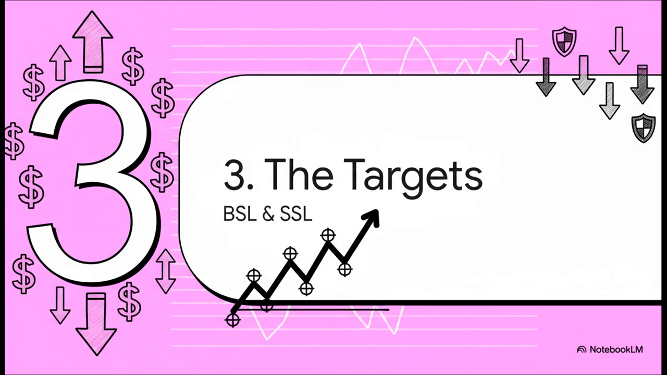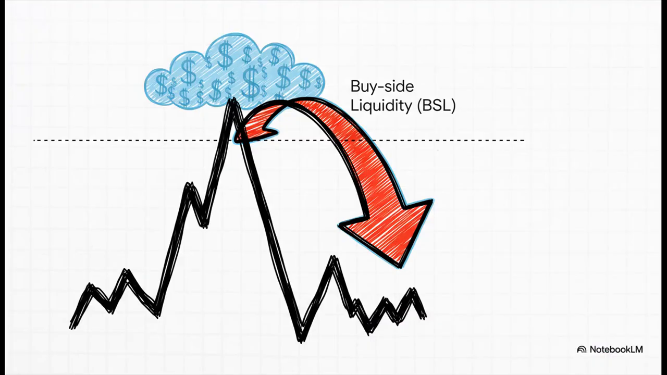Okay, so we get the types of liquidity, but where exactly do we find these targets on our charts? How do we pinpoint them? Well, that's where buy-side and sell-side liquidity come into play. Let's kick things off with buy-side liquidity, or BSL. This is that big pool of orders sitting just above any significant high, and you have to see it for what it is, a major trap for traders who don't know what's going on.